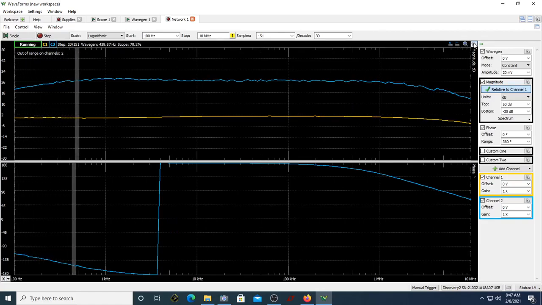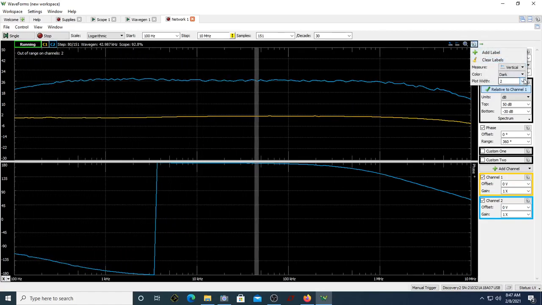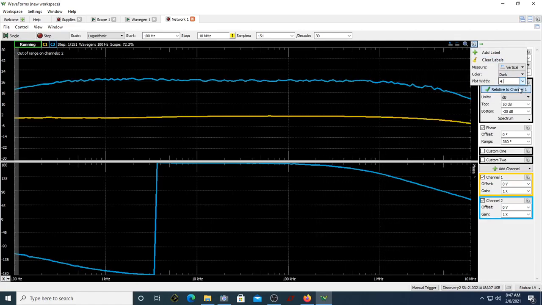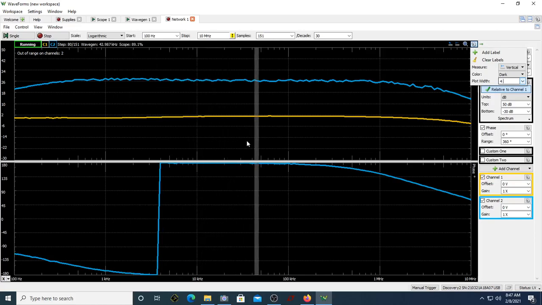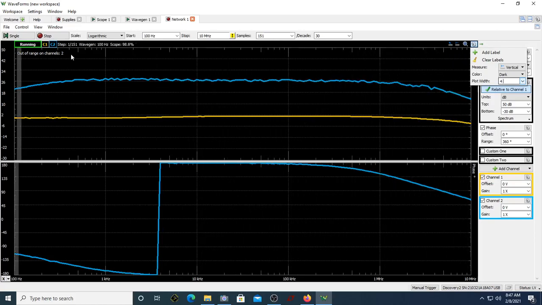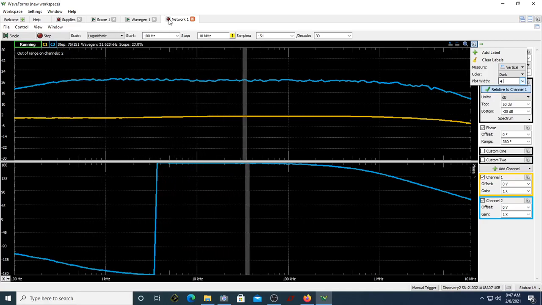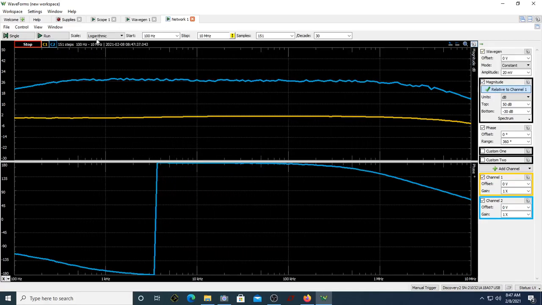Now if you want to make the plot width slightly thicker, you can, so that you are able to visualize the things properly. So now you have a typical response of a C amplifier. I can stop it now and I can put the cursor so that I am able to measure.